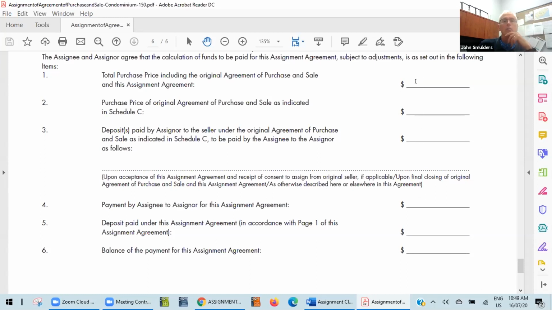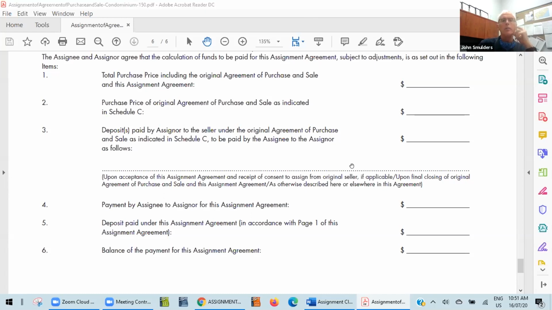The original purchase price, the purchase price in this offer, the purchase price from the builder's contract, the builder's deposit. How is the seller going to get that builder's deposit back? All right, the profit for this assignment agreement goes here, the first deposit from page 1, and then the balance for this assignment agreement. Let me go to the chats here.